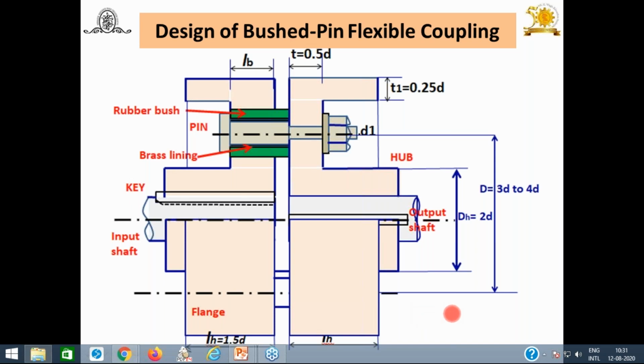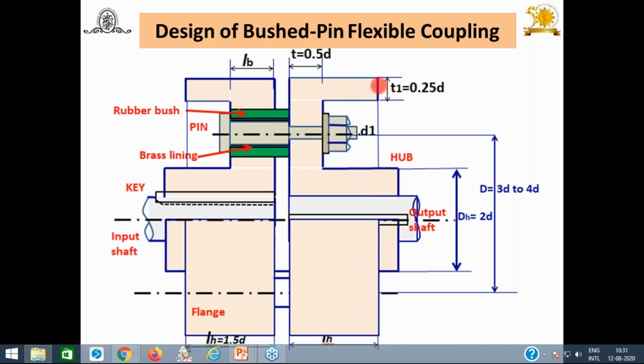If you have a notebook and pen with you, you can construct this diagram within 2 minutes. Try to construct this. This is the input shaft, this is the output shaft, mount here the input flange, then the output flange. Show here this is LB, this is the rubber bush, this is the brush bush. Show here there are no threads; threads are provided towards this side. D1 is the nominal diameter of this thread, or you can say the pin, for which we are going to put this nut.